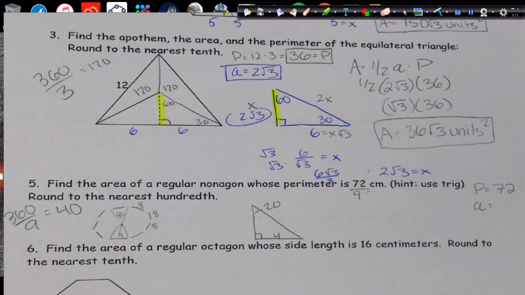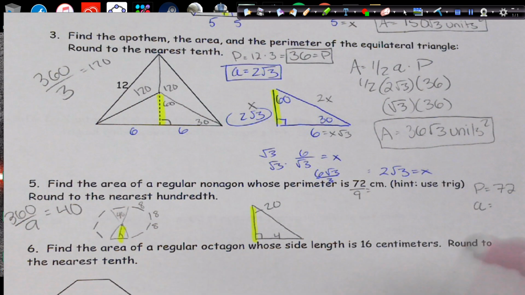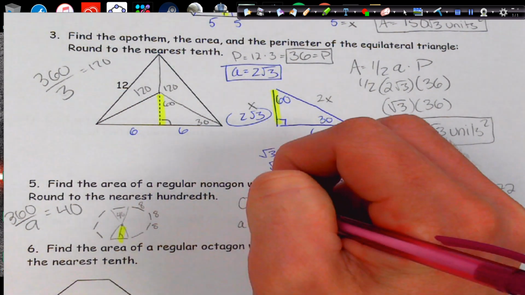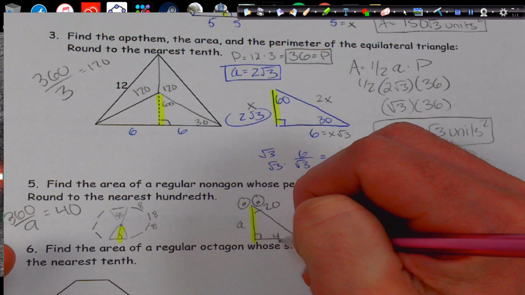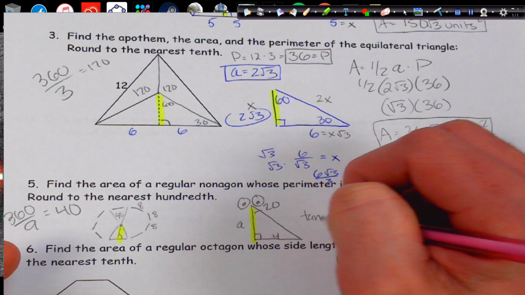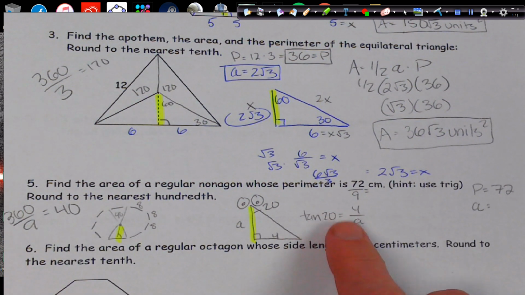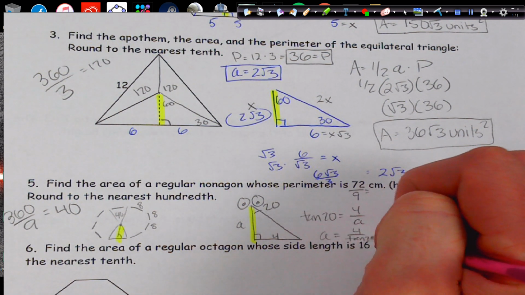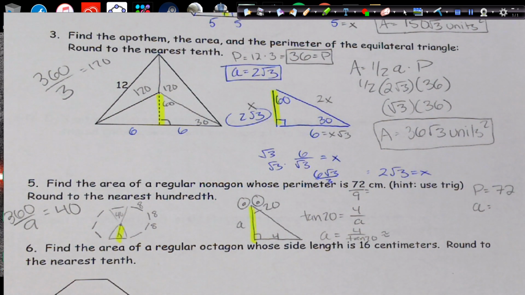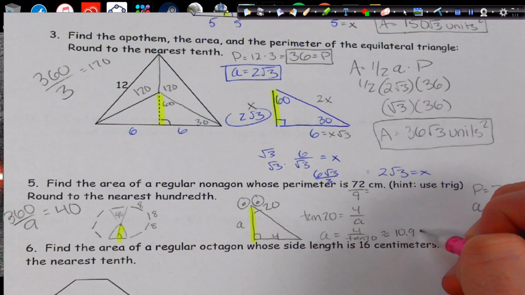So when I cut it in half, I'm actually going to get 4 as the side length. And I'm looking for the apothem, which is this small slice here. And so we're going to go ahead and see if we can solve for that using our trig. And we get opposite and adjacent. So we're going to do the tan of 20 equals opposite over the apothem. Since my unknown is in the bottom, I can switch the apothem with the tangent. And I'm going to get approximately 10.9 as the apothem.